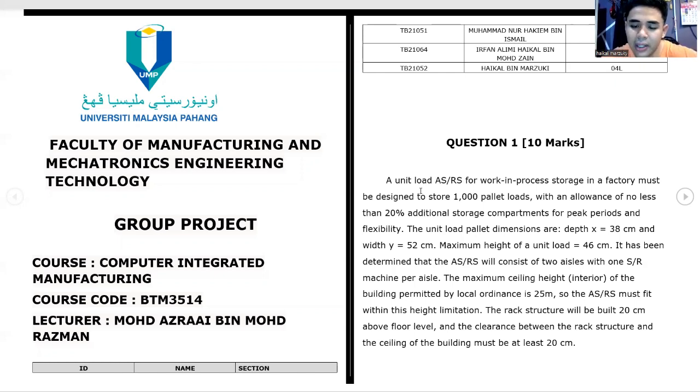It has been determined that the ASRS will consist of 2 aisles with 1 SR machine per aisle. The maximum ceiling height of the interior of the building permitted by local ordinance is 25 meters, so the ASRS must fit within the height limitation. The rack structure will be built 20 cm above floor level, and the clearance between the rack structure and the ceiling of the building must be at least 20 cm.